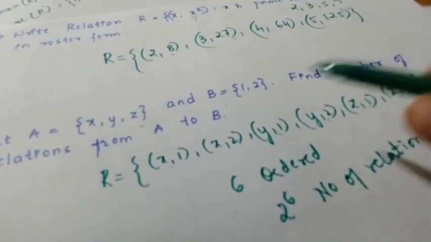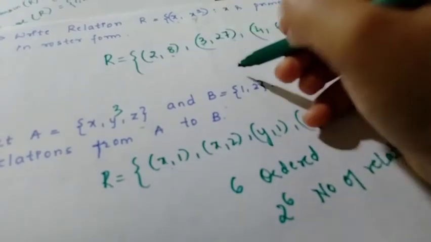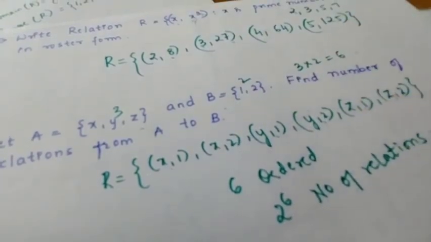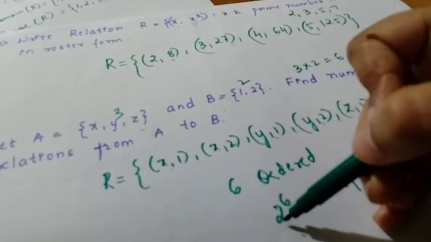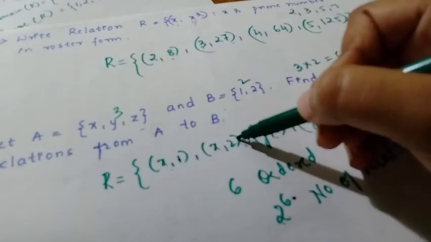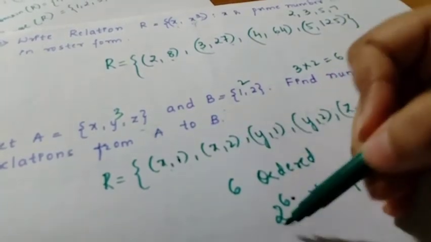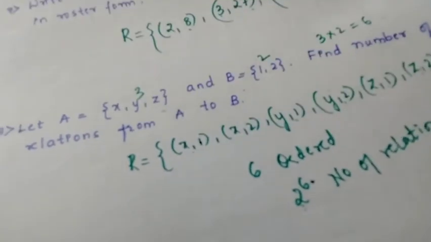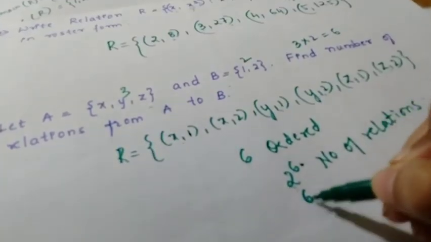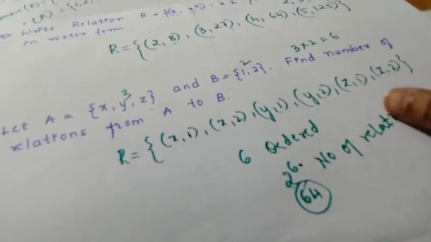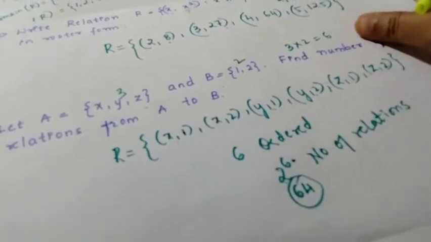Okay, the Cartesian product is the same. A has 3 elements. B has 2 elements. 3 into 2 is equal to how much? 6. If you want the number of relations, then take 2 raised to the number of ordered pairs. How many ordered pairs are there? 1, 2, 3, 4, 5, 6. 2 raised to 6 will be the number of relations. 2 raised to 6 is, I think, 64. So 64 relations you get. Okay. This is the 7th and 8th example.